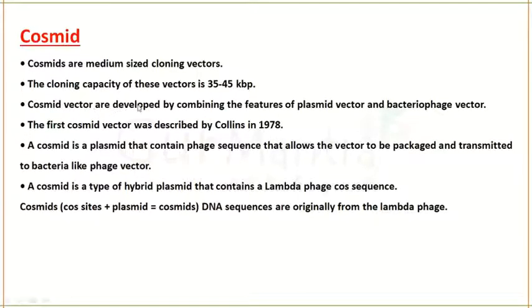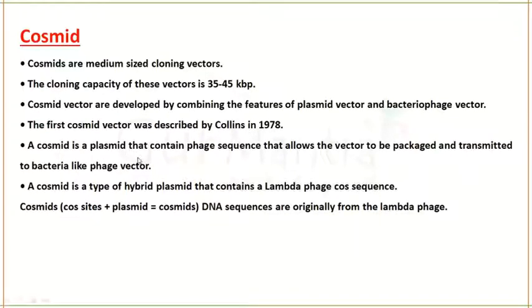Cosmid vectors are developed by combining the features of plasmid vector and bacteriophage vector. From the name itself you can find out: cos for the bacteriophage vector and mid for plasmid. Bacteriophage plus plasmid gives you cosmid, because bacteriophage viruses have a cos site in their DNA. That's why the name cos, and since it's a plasmid, mid. The first cosmid vector was described by Collins in 1978.